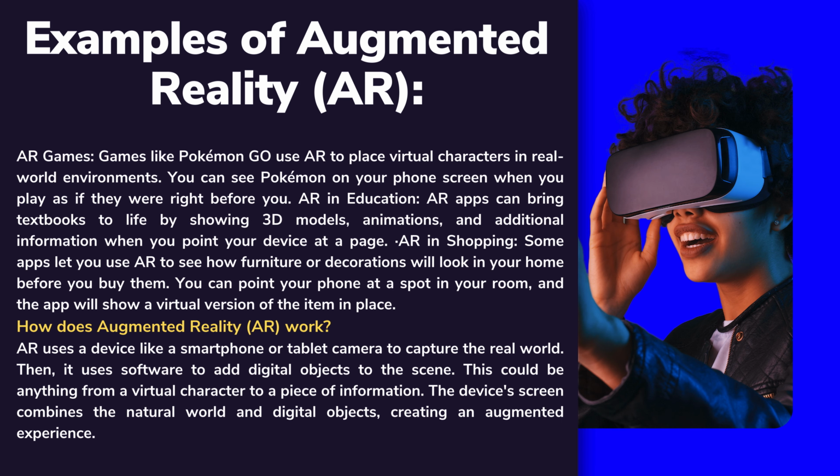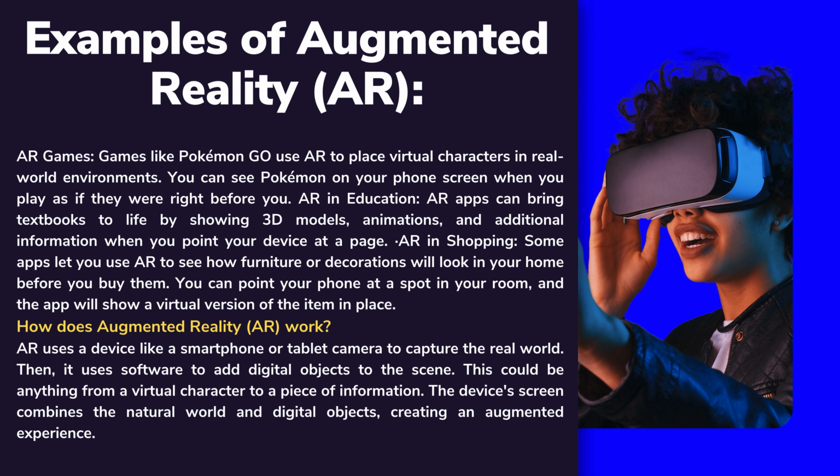Examples of augmented reality, AR games. Games like Pokémon Go use AR to place virtual characters in real-world environments. You can see Pokémon on your phone screen when you play as if they were right before you. AR in education. AR apps can bring textbooks to life by showing 3D models, animations, and additional information when you point your device at a page. AR in shopping. Some apps let you use AR to see how furniture or decorations will look in your home before you buy them. You can point your phone at a spot in your room, and the app will show a virtual version of the item in place.